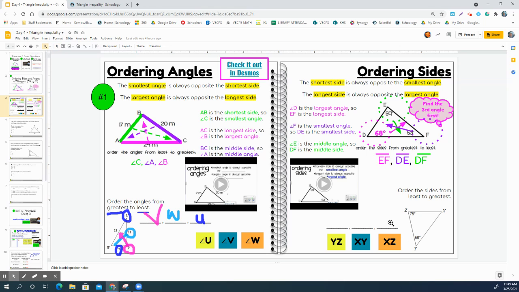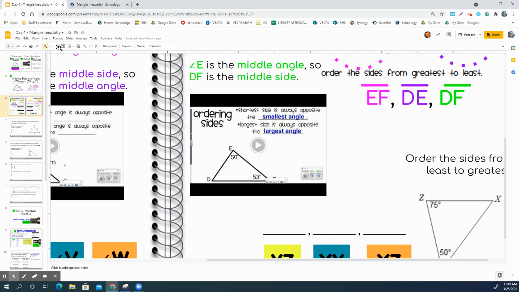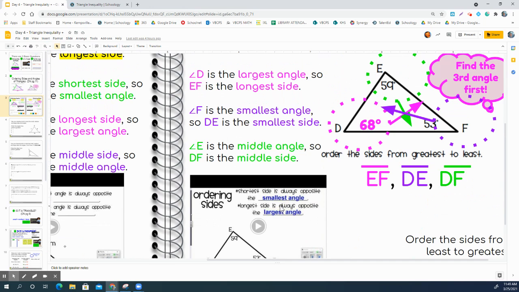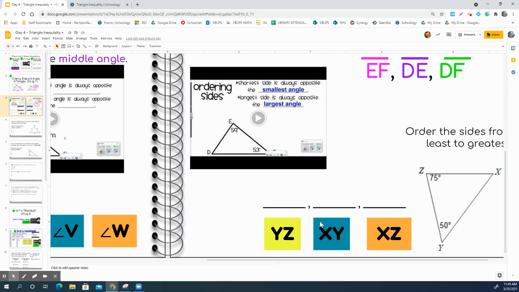Let's see if it's caught up to itself. Look at that. So if we look down on the bottom of the second side over here, no, I want to go down. There we go.